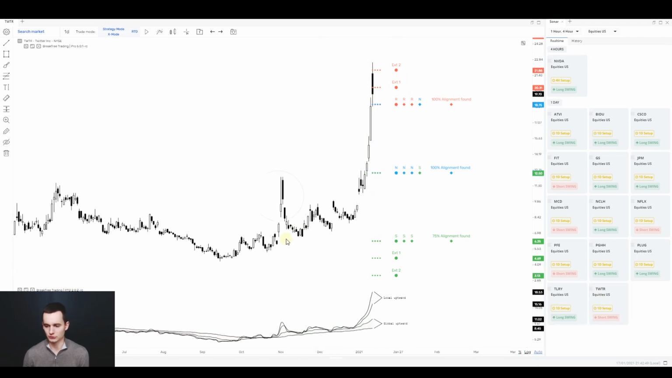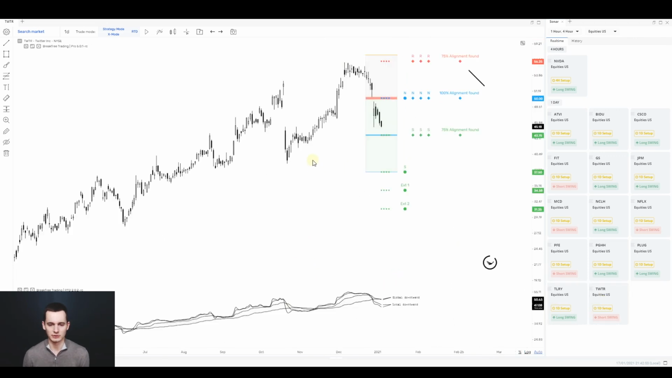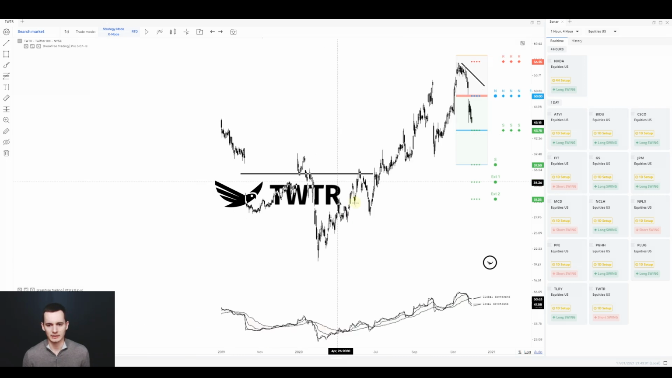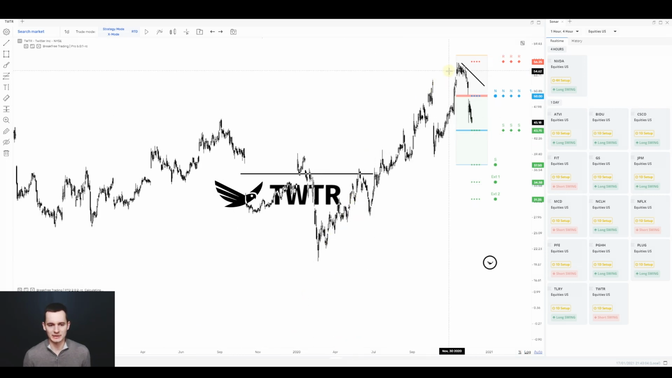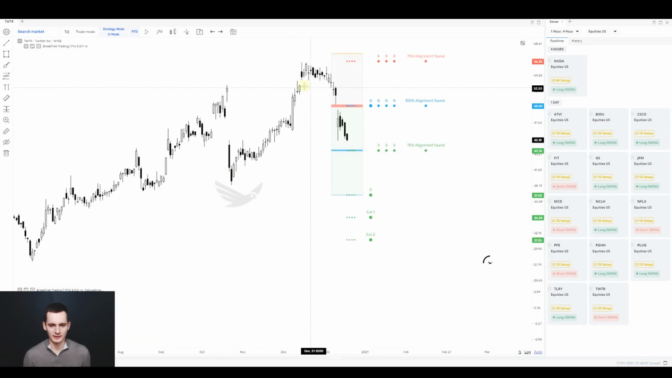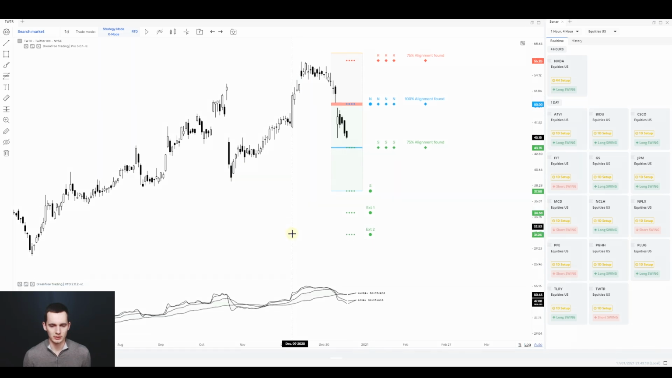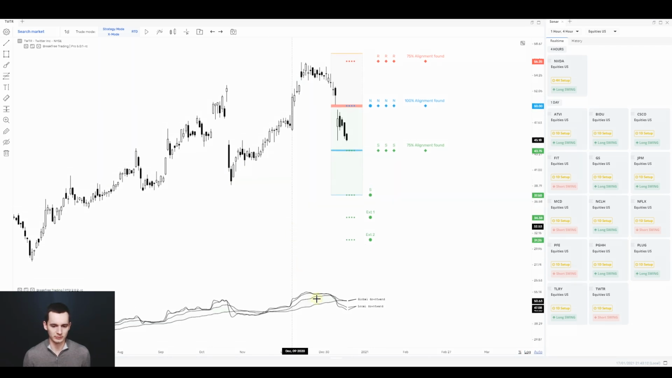So Twitter currently has a short setup. Enter here. This looks like a good entry. This is actually a short I do not mind, because we had a nice expansion to the upside. And now it looks like we want to go bearish. So you can see global is starting to trend down. It's right at that tipping point, so it's not 100% yet. Once you see it expanding, then you can say, okay, this thing is going to go down.